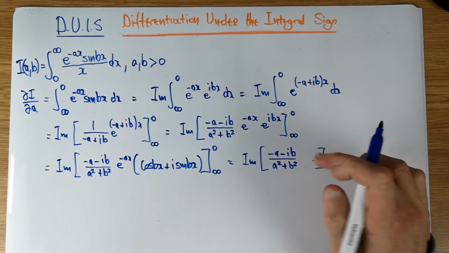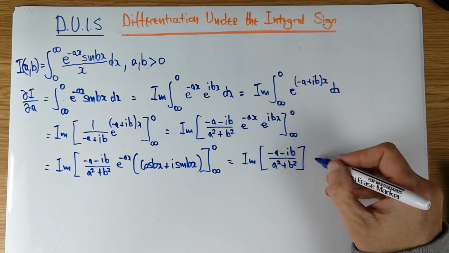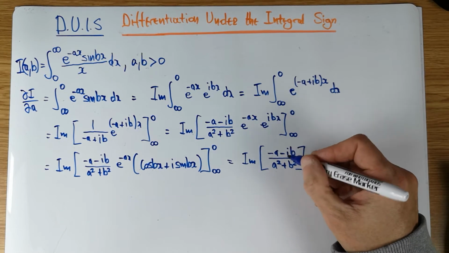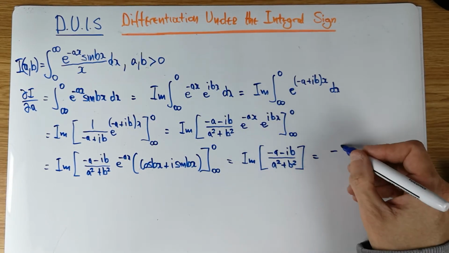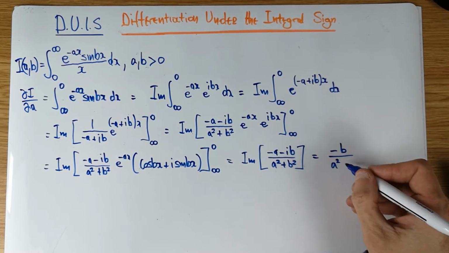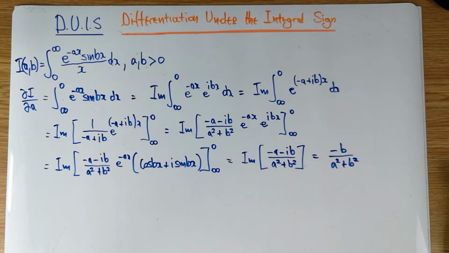Let's close the bracket there. There's nothing else in there. And the imaginary part is, of course, the minus imaginary part, minus b over a squared plus b squared. So this is the integration done.